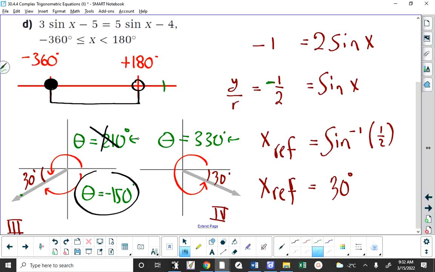So the only angle that will give you this terminal arm in quadrant 3 is negative 150. Is there an angle that will give us this terminal arm in quadrant 4 that's in this domain? Well, 330 doesn't, but if you subtract 360, you get negative 30. So negative 30 does. Have I answered your question? Okay. Any other questions? Go ahead, Ian.